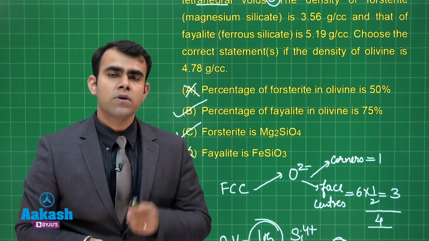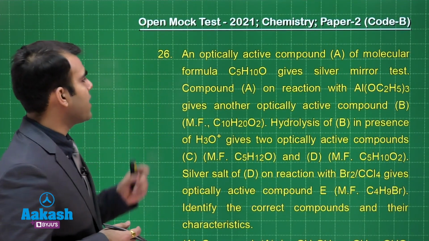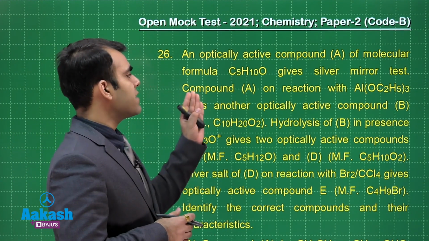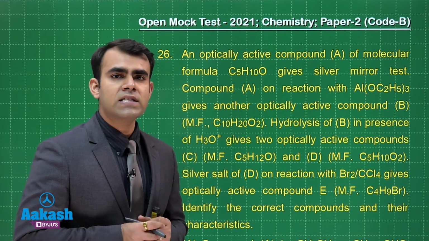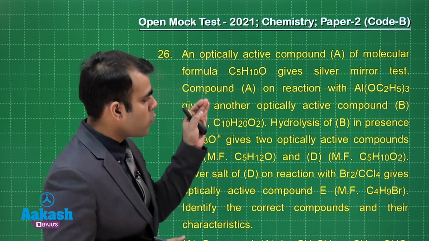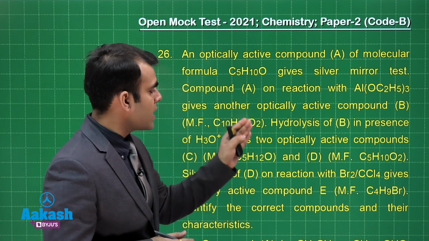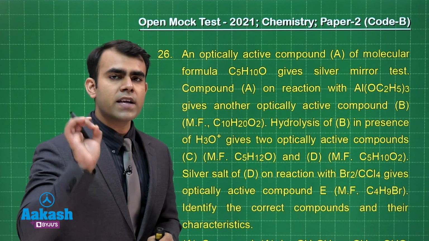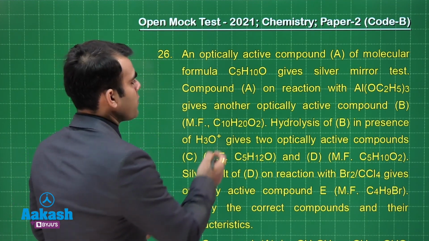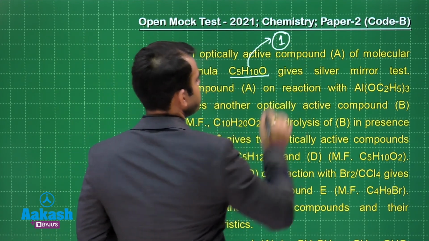Now, moving on to my next question. Here in this question, we have been given an optically active compound A of molecular formula C5H10O. Now, the formula is C5H10O. If I ask you what is the DBE of this compound, because I have told you earlier also, whenever we have a series of reactions, A giving B, giving C and D, the first thing is to determine the DBE of your unknown compound. So, from here I can say my DBE is 1.